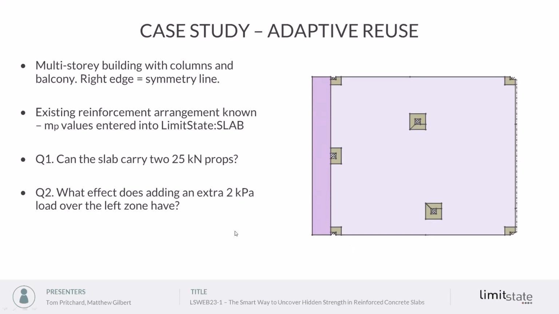The two questions that the client wanted to ask about this are, firstly, can the slab carry two 25 kilonewton props, in this left-hand section of the slab here? And then the second question is that following the refurbishment works where these two props are going to be present, they'd also like that left part of the slab to carry, in the long term, an additional 2 kilopascals of loading as a pressure load, and would like to understand what effect that has on the structure.